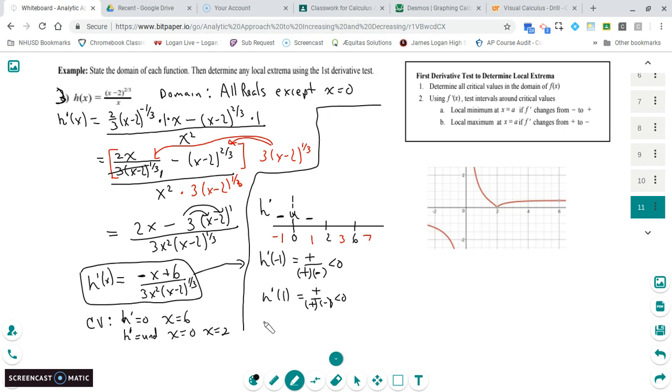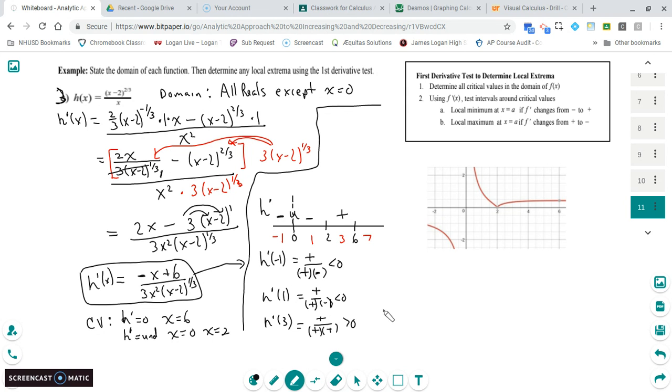All right, so H prime of 3. All right, 3 goes in. Again, I'm getting -3 plus 6. That's positive in the numerator, so always positive. So this is 3 times 3 squared. That's positive. And then finally, 3 minus 2. Oh, that's positive. Oh, okay. So everything is positive. So this will be positive at 3.